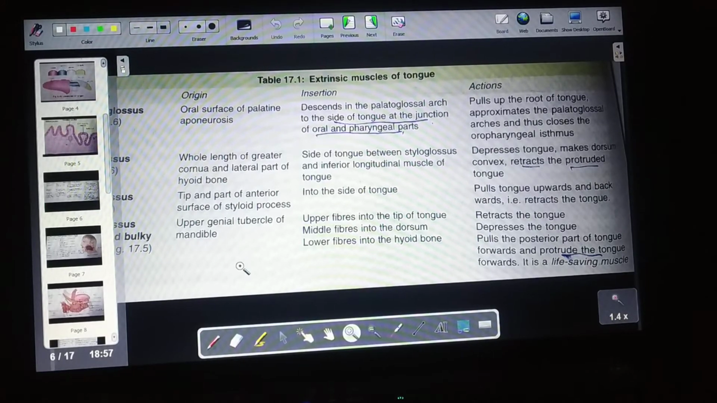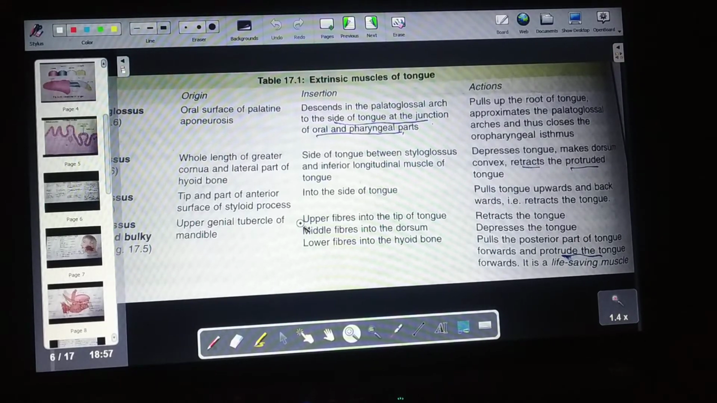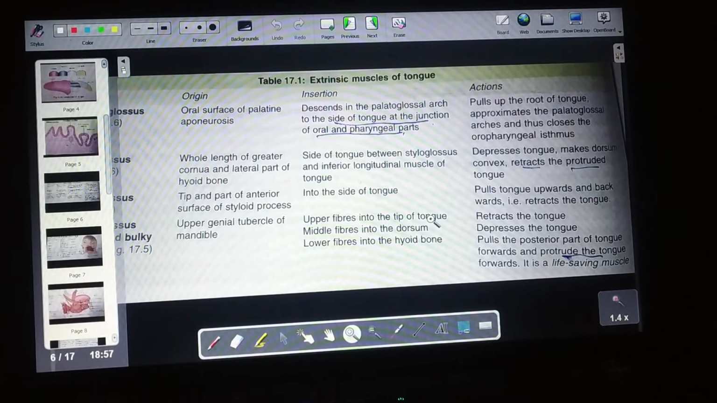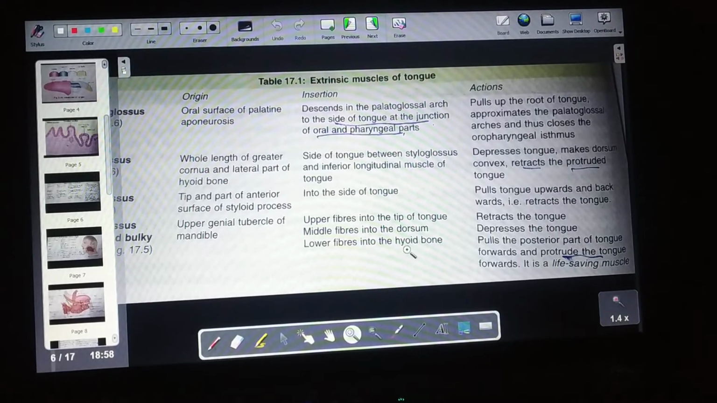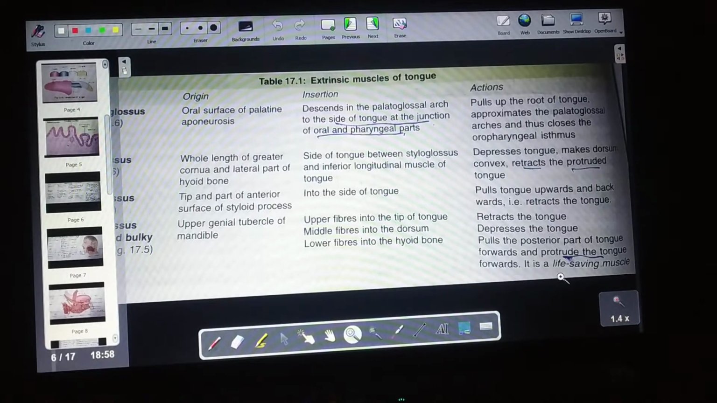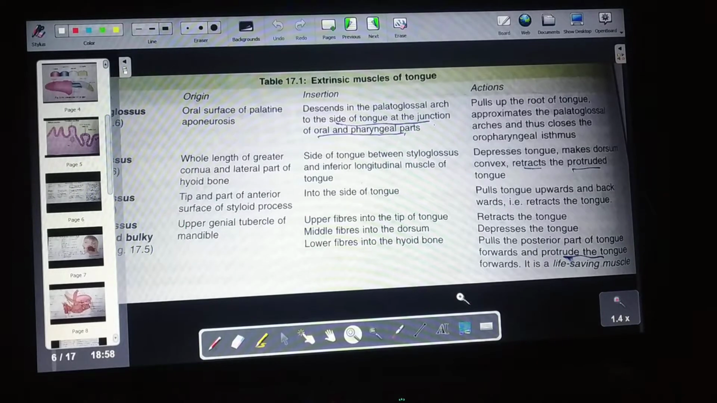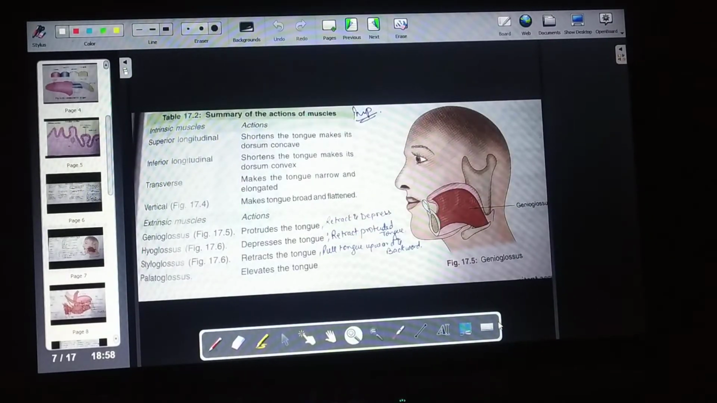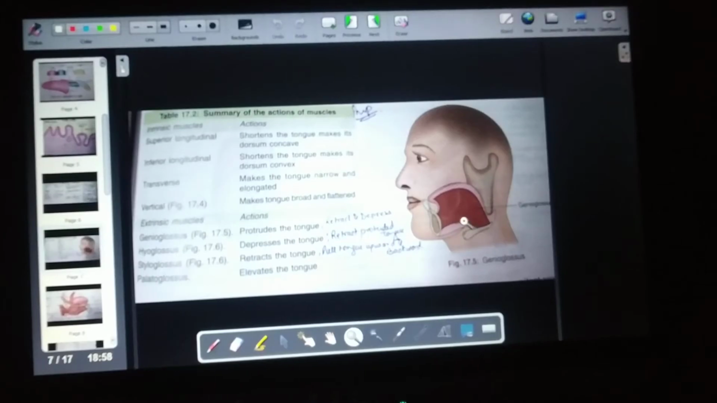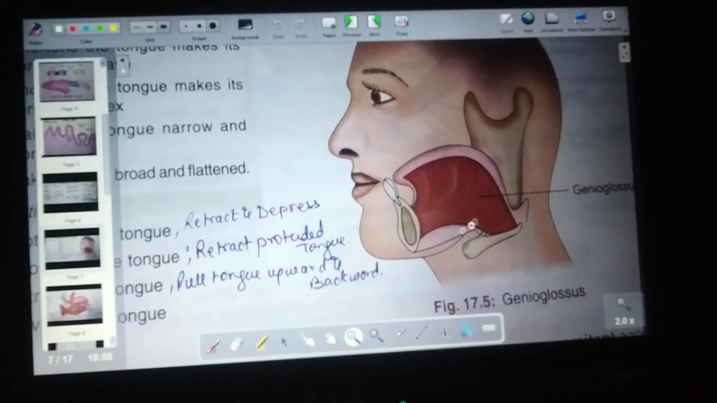It originates from the upper genial tubercle of the mandible, and when it comes to insertion, it divides into three parts: upper, middle and lower. The upper fibers insert in the tip of the tongue, the middle in the dorsum, and the lower fibers insert into the hyoid bone. The main function is protrusion of the tongue and it is a life-saving muscle. This is the genioglossus muscle which I was talking about. This is fan shaped. I am showing genioglossus over here.